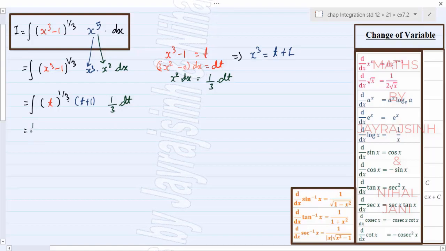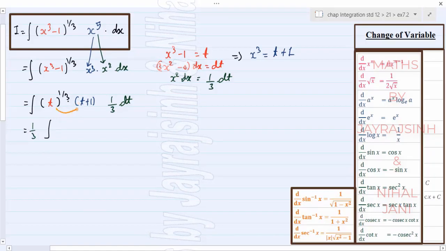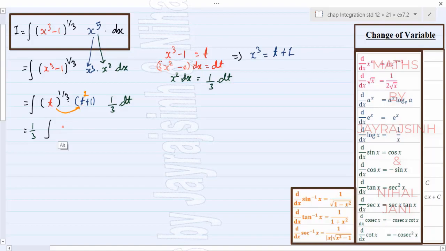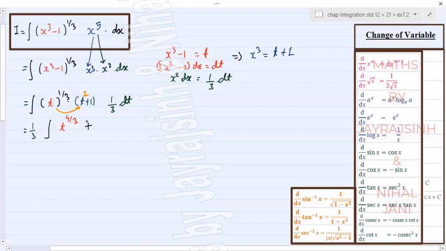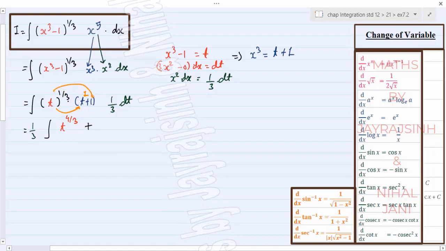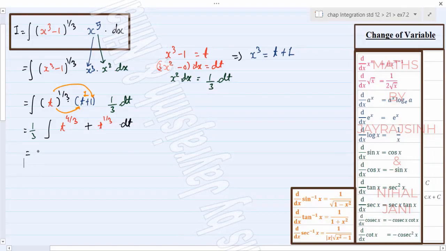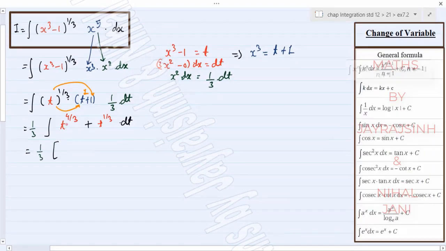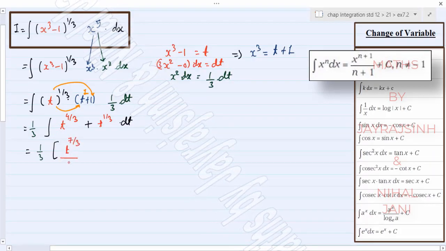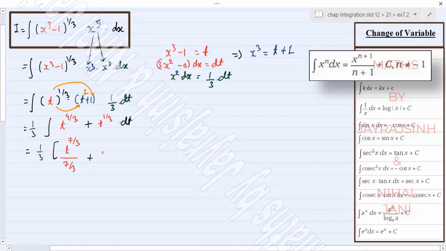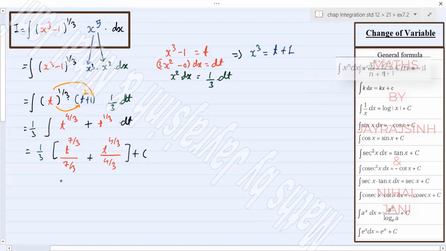Now for simplification, 1 by 3 is constant, take it outside. Let's multiply t raised to 1 by 3 with t raised to 1. We will get t raised to 1 by 3 plus 1, or we can say 4 by 3, plus t raised to 1 by 3 ones are t raised to 1 by 3 dot dt. So we are ready to integrate, with 1 by 3 as it is. Integration of t raised to 4 by 3 will be t raised to 4 by 3 plus 1, or we can say 7 by 3, upon 7 by 3, plus t raised to 4 by 3 upon 4 by 3 plus c.